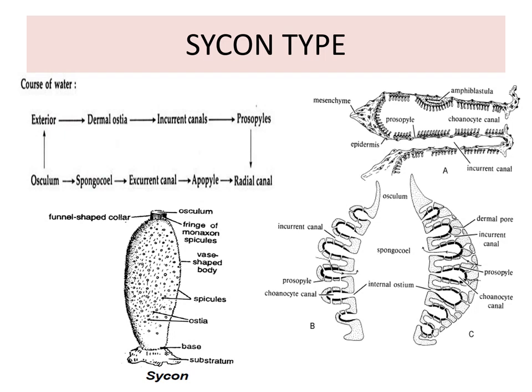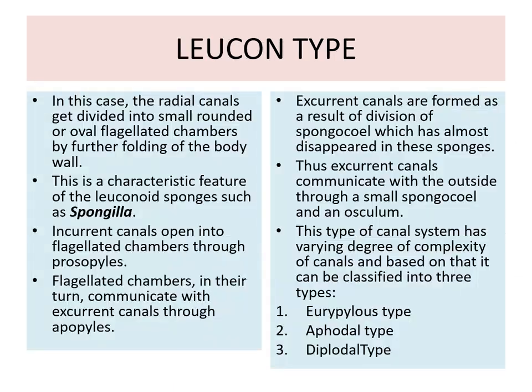So in this diagram, we can see the structure of the wall of the Sycon type of canal system. Here you can see the highly folded wall, and the incurrent canal is non-flagellated. This is the prosopyle, and then the flagellated chamber is the radial canal. From the radial canal, the water goes out to the excurrent canal and out through the spongocele to the osculum. This is the second type of canal system, that is the syconoid type.